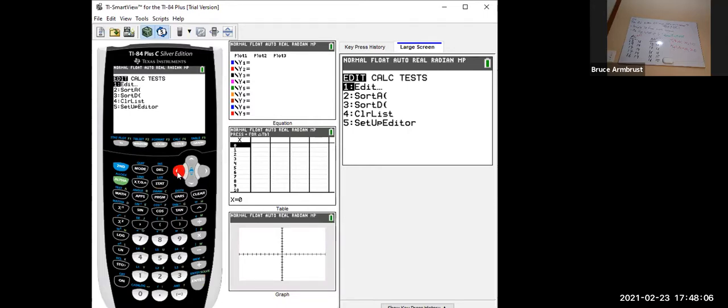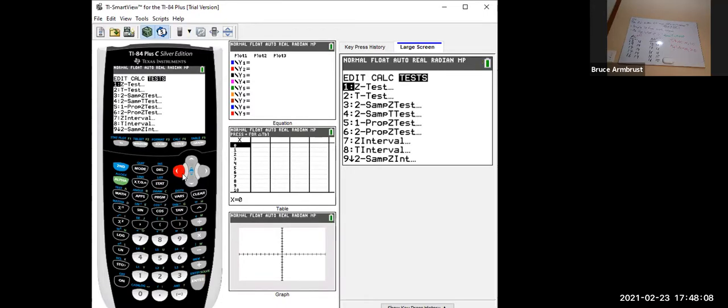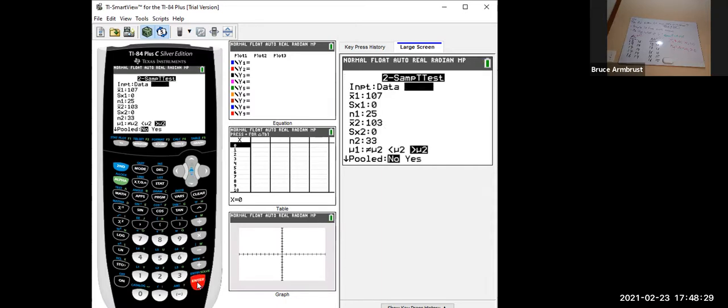All right, so now let's go to stat. We're going to do a test. All right, so again, it's a 2 sample, but this time it's a 2 sample t-test. It's a t-test because we have no idea what the population standard deviation is. Okay, so it says, do we want to do data or stats? I want to do data.